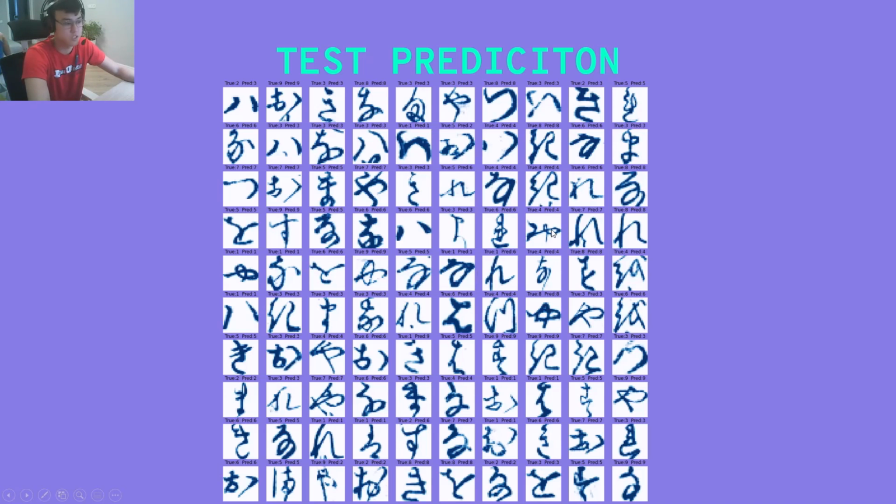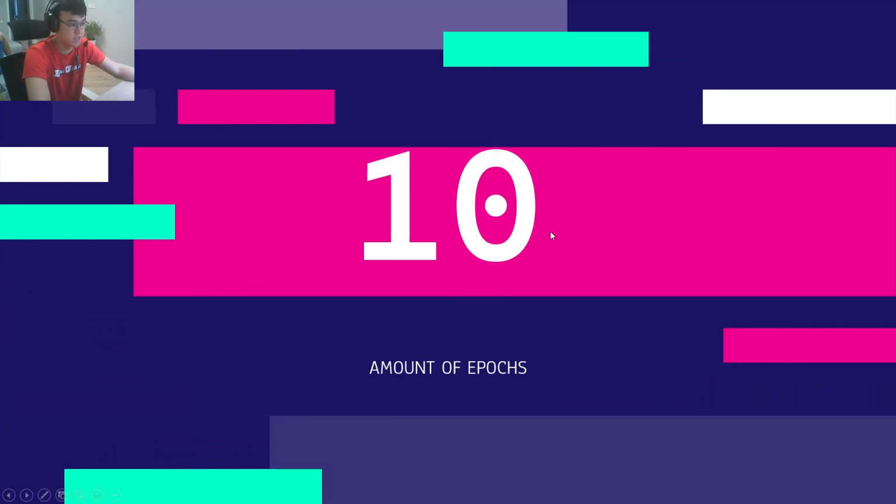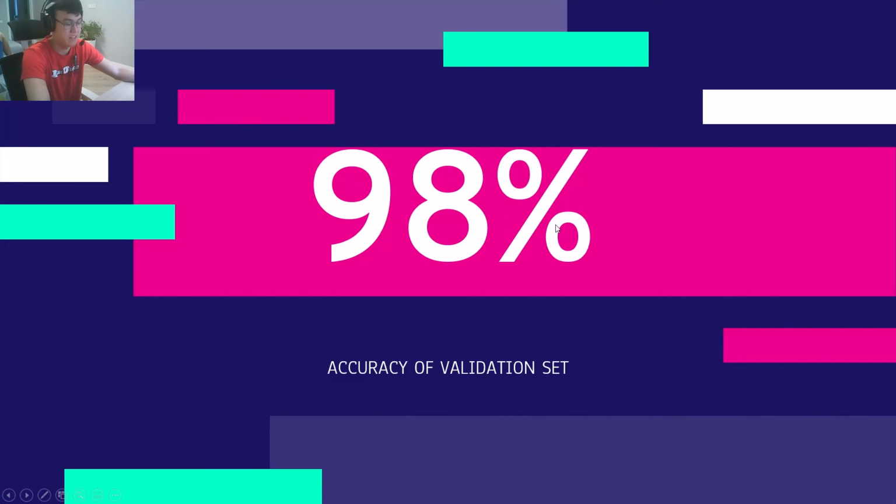Thank you for listening. And this is my conclusion: we have 10 epochs, 98% accuracy on the validation set, and 93% on the test set.